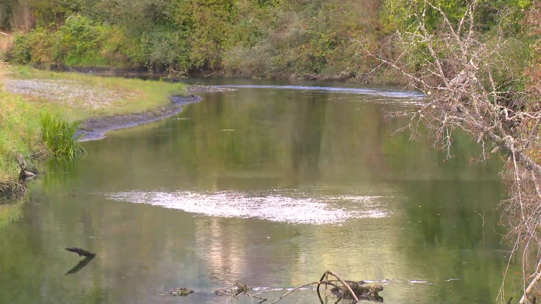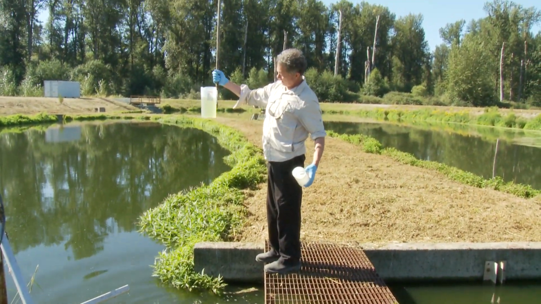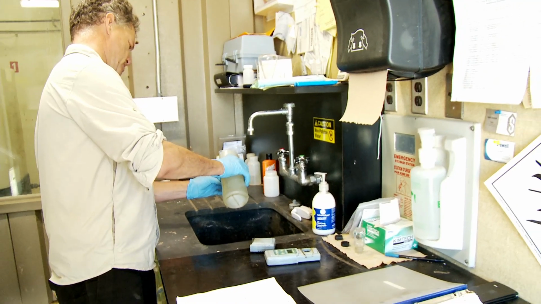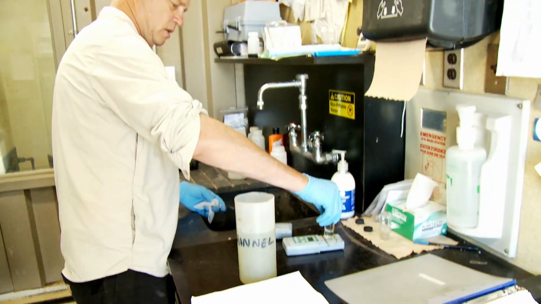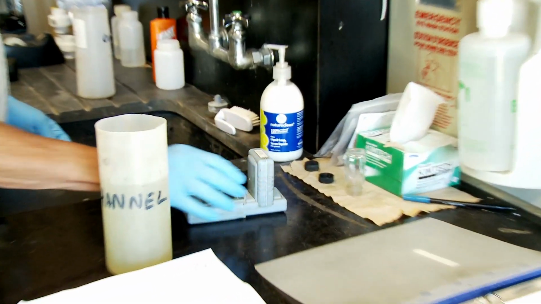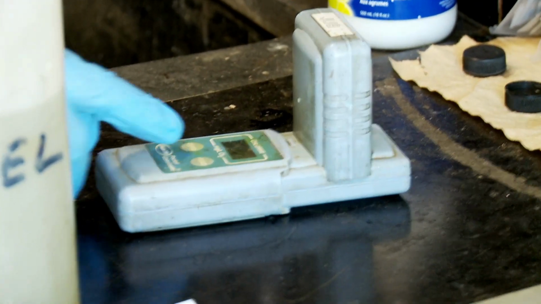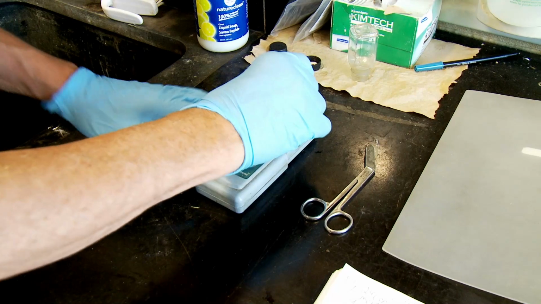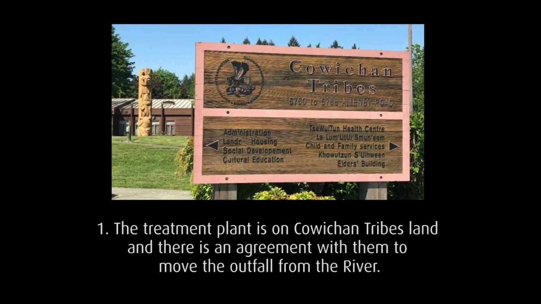This effluent is tested frequently to make sure that it meets all provincial and federal standards. This treatment plant has been operating for over 70 years and has an excellent track record. However, although this system meets all required standards, there are several good reasons to move the outfall. First, the treatment plant is on Cowichan Tribes land, and there is an agreement with them to move the outfall from the river.